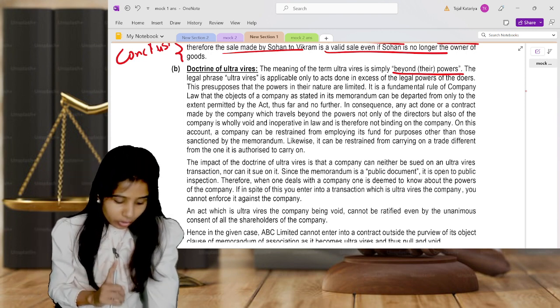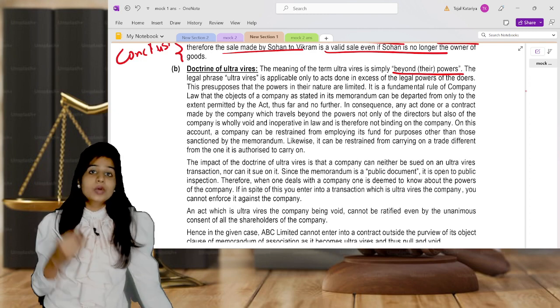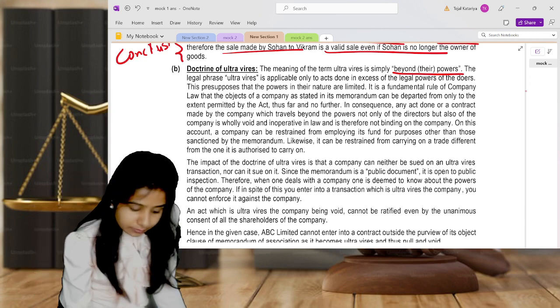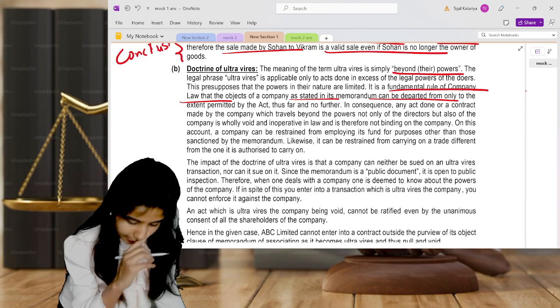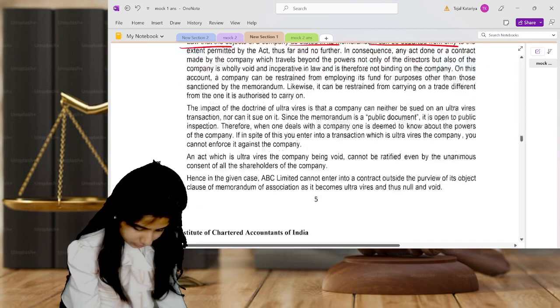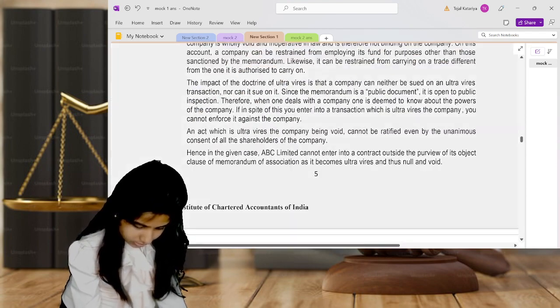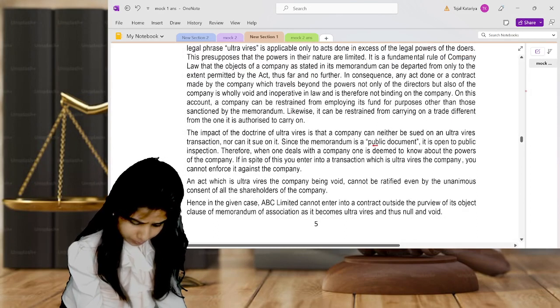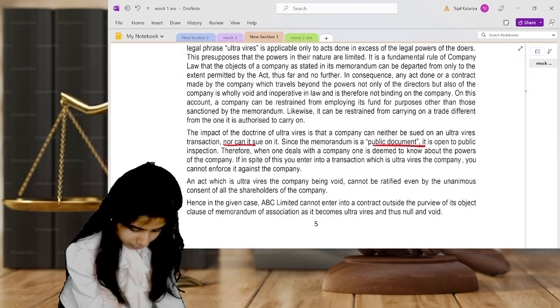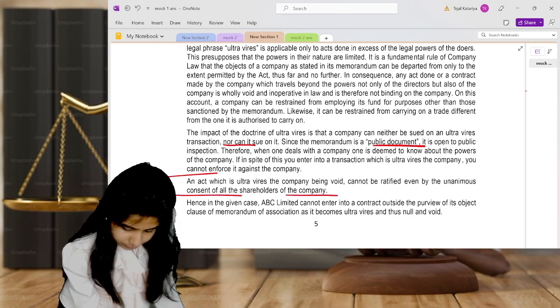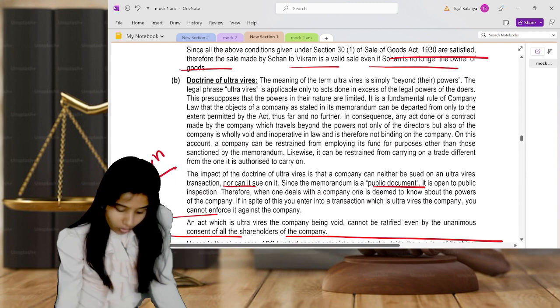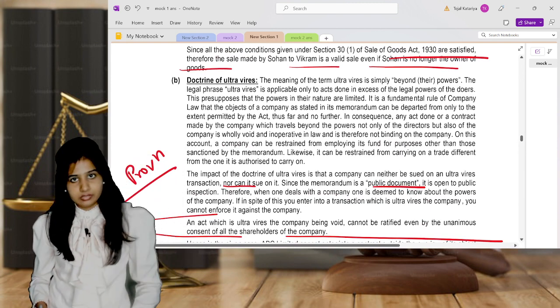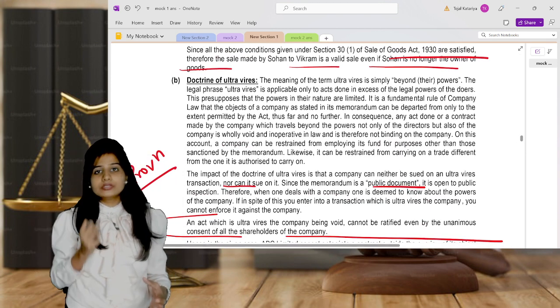Now, what is happening is, according to one of the object clauses of the memorandum of association, understand, it is already given in the object clause, because it's a fundamental rule of the company. In the given situation, this is the doctrine of ultra vires, this is the public document. This much part is all about the provision part. Now, you should not write all the points, right? Don't copy paste it. You're supposed to write only key points from here.